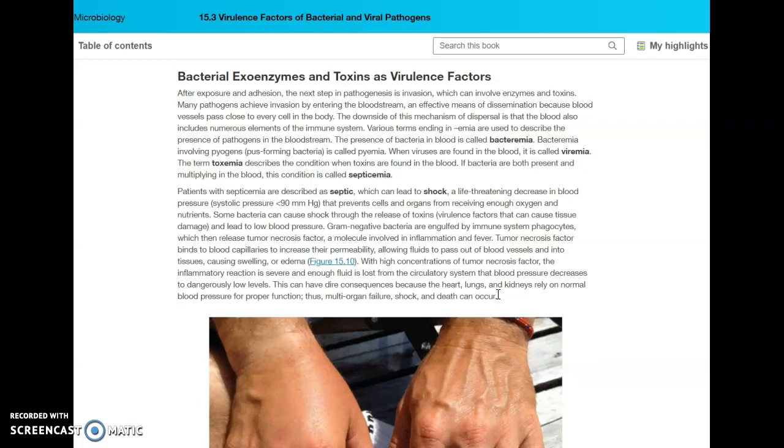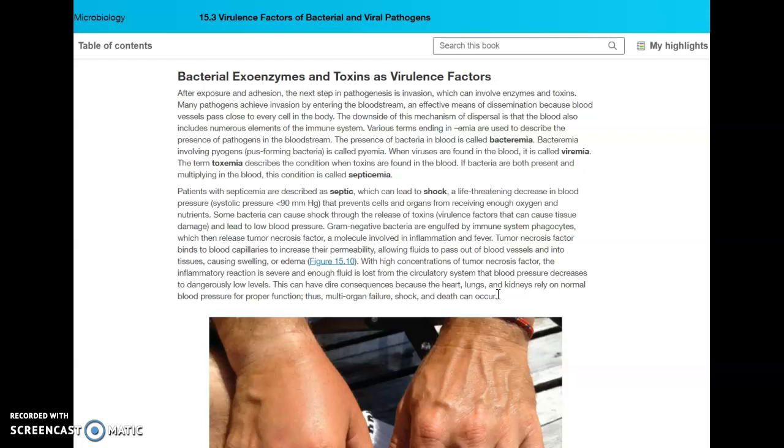After an individual has been exposed and after adhesion has taken place, so the pathogen has been able to stick to its surface, the next step is invasion. This can involve a lot of different mechanisms, but two of the more common ones that we see are through the use of enzymes and toxins. One way that pathogens can achieve invasion is to get into the bloodstream. They make their way through the tissues, get into the bloodstream, and then they can be disseminated anywhere in the body because, of course, we have capillaries in all areas of the body.